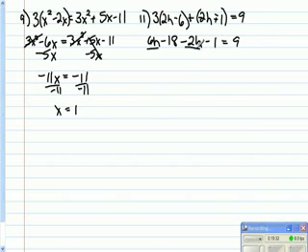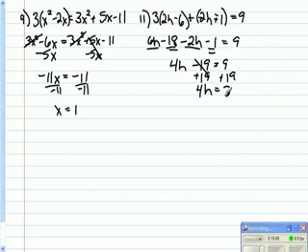Combine any like terms I can. I have a 6h and a negative 2h. That's 4h. And I have a negative 18 and a negative 1. That's negative 19. Add 19 to get all my numbers on the other side. I would have 4h equals 28. Divide by 4. And h is 7.